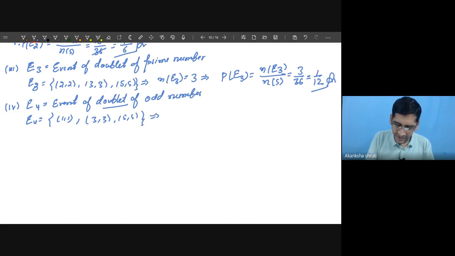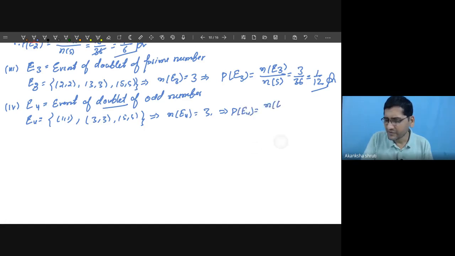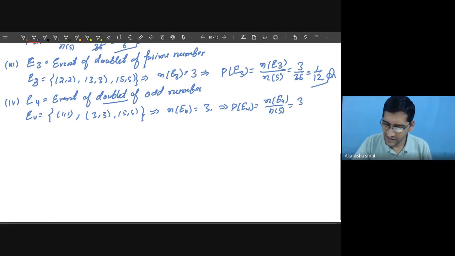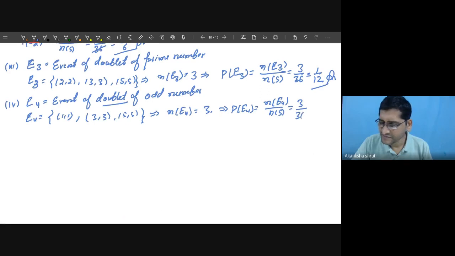After this, all the story is as we were doing earlier. NE4 is equal to 3. This implies PE4 is equal to NE4 by NS. So it becomes our 3 by 36, so 1 by 12. Though this is the same answer 1 by 12, you have to write this. Writing the event is very important.